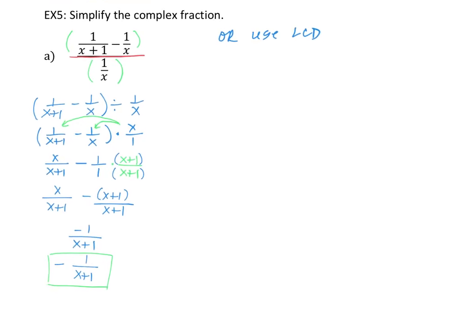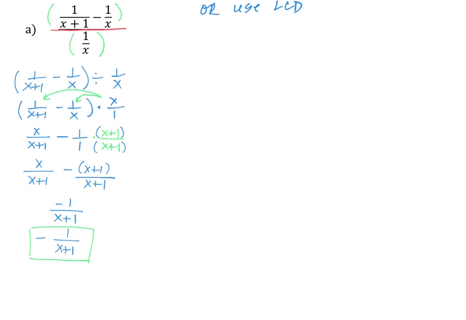I'm going to rewrite our complex fraction. This was 1 over x plus 1 minus 1 over x. All of this was over 1 over x. So if I were to look at all of these fractions and look at their denominators, I have an x plus 1, an x, and an x. So think about the LCD for all of these fractions, and it would be x times x plus 1.